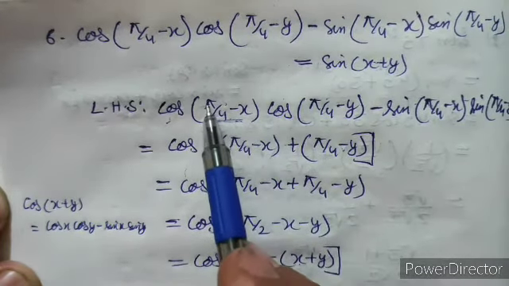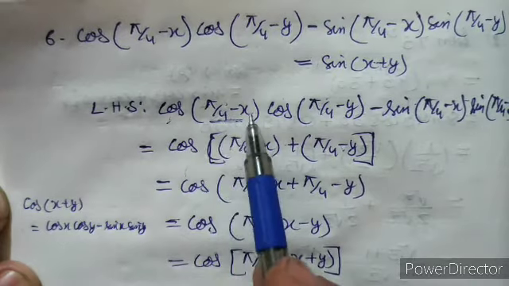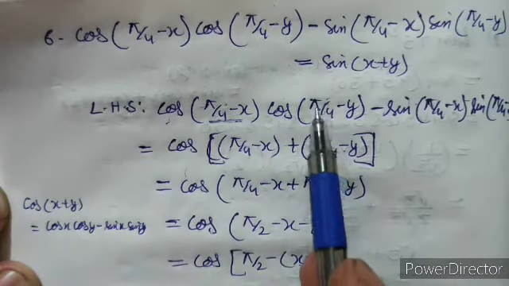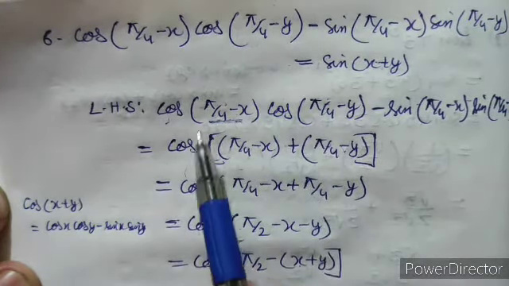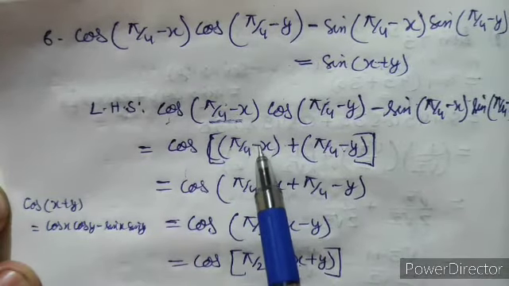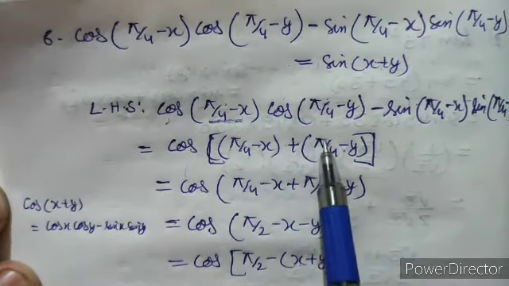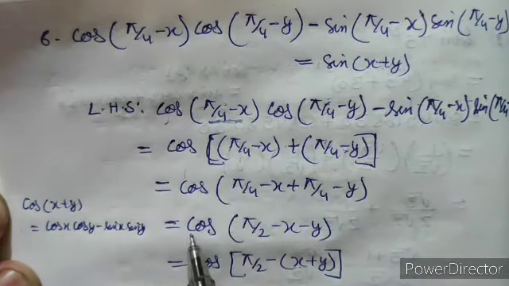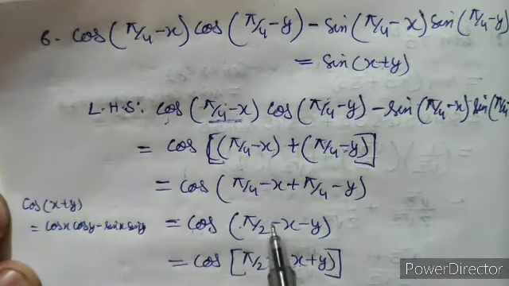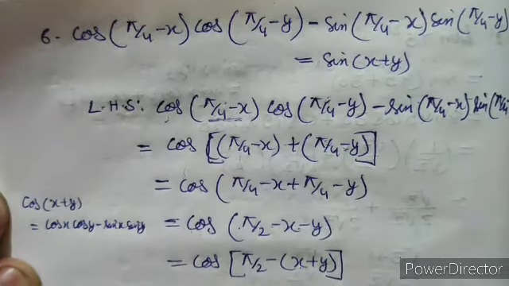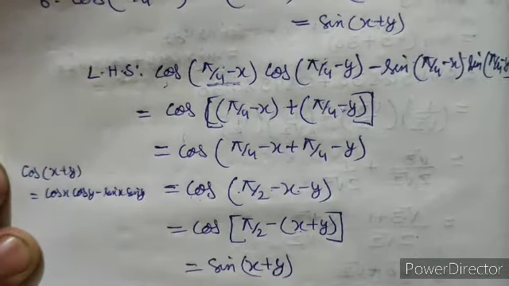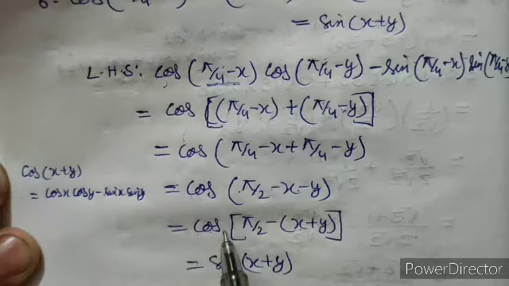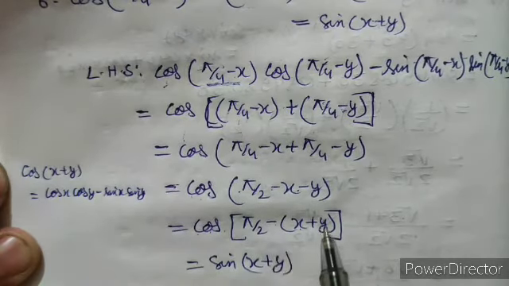Now here in place of x there is pi by 4 minus x, and in place of y there is pi by 4 minus y. So it can be written as cos pi by 4 minus x plus pi by 4 minus y, which on solving will give us cos pi by 2 minus x minus y. Now on taking minus common, this will be equal to cos pi by 2 minus x plus y.